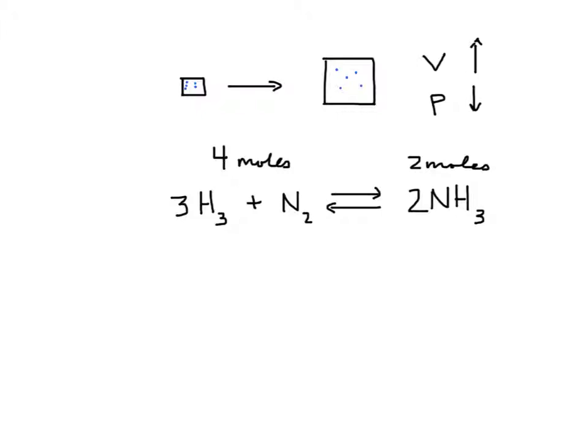If we have our system at equilibrium, and then we increase that volume, decrease that pressure, we're going to perturb the system in a way that will favor the higher pressure side of the equilibrium equation. So this is just the opposite of what we saw when we increased the pressure. We're going to shift our equilibrium value to favor the side of the reaction with the most moles of gas.